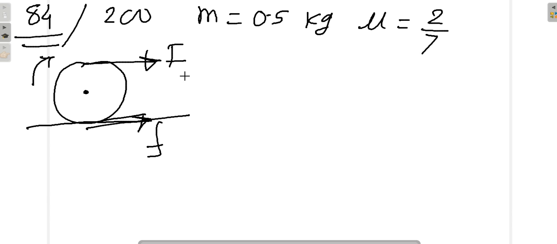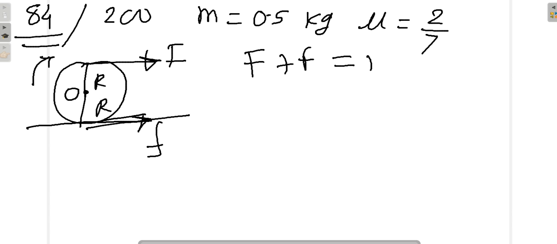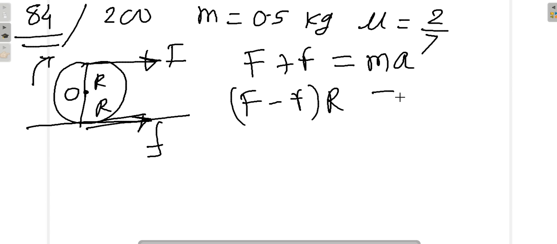We are supposed to find the value of F for pure rolling. So let us apply now the same fundas. The net force in the forward direction is F plus f, and that gives you the acceleration. At the same time, the torque: since the sphere is rotating clockwise, F into R produces a clockwise torque, small f into R produces anti-clockwise torque. So F R minus f R equal to I alpha, since it is a solid sphere.